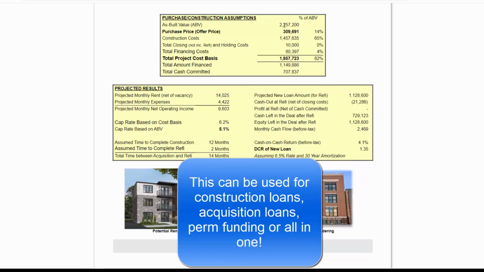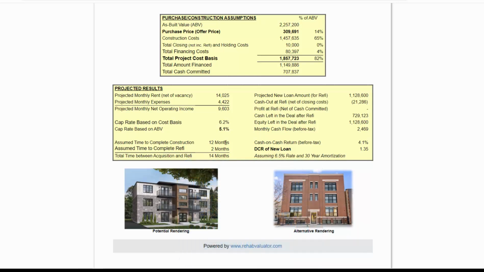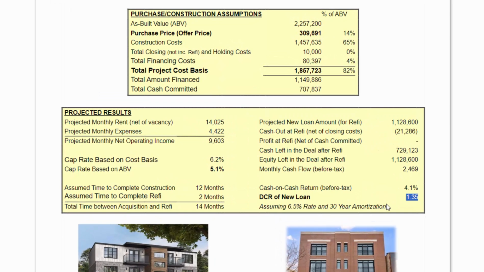I'm calculating the as-built value based on a 5% cap rate. The deal will take 14 months. And then this loan will actually roll right over into a permanent loan with a debt coverage of 1.35. This is what our short-term and permanent lenders want to see. It makes us look incredibly professional.